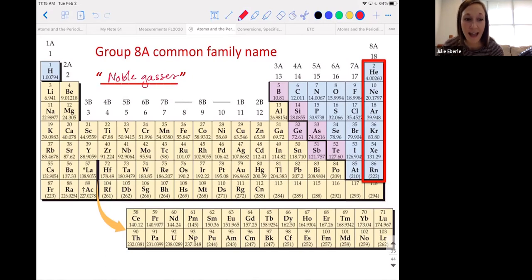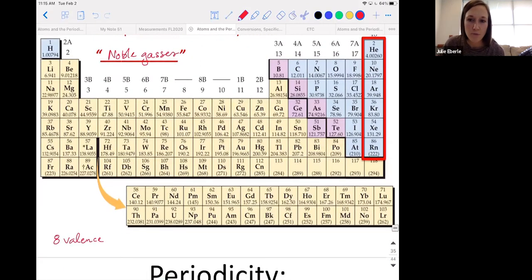Okay, I'm seeing 8 electrons, 8 valence electrons. Good, that's true. So we can go ahead and write that. They have 8 valence electrons, even though we don't know what that is quite yet. Or we may know what it is, we just haven't talked about it.